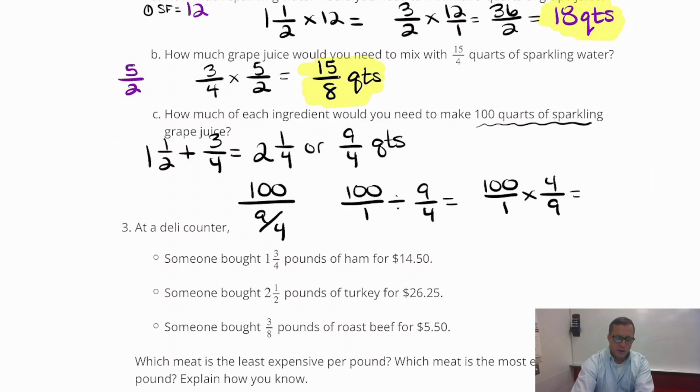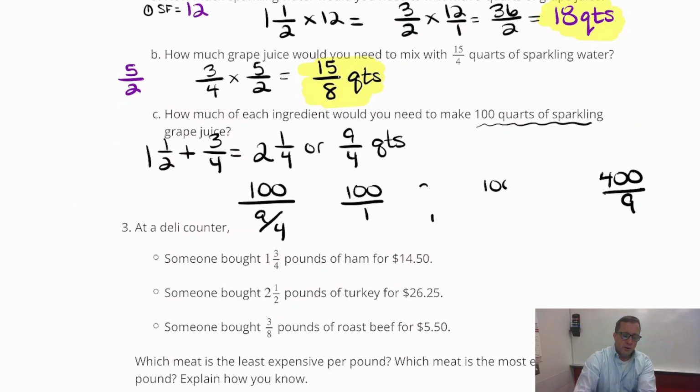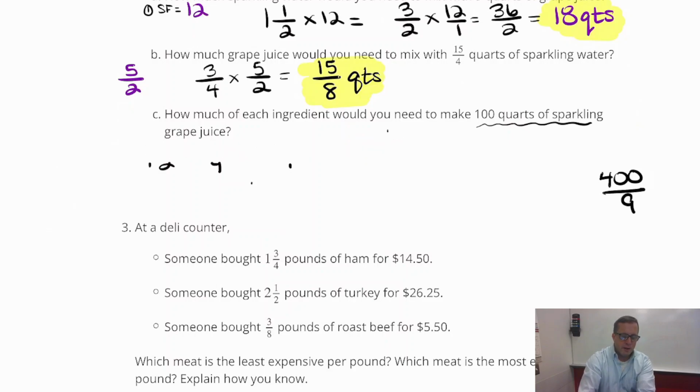Nothing cross cancels very nicely on this one, so I get 400 nights. Okay, so there's our scale factor. So our scale factor is going to be 400 nights. That means we're going to multiply all the other ingredients by 400 nights.